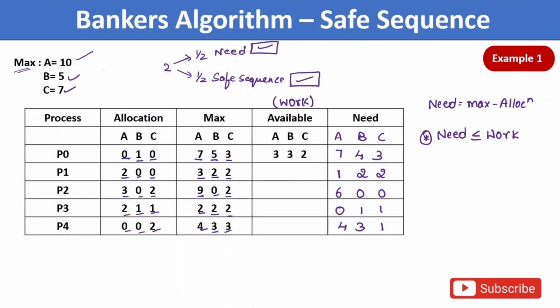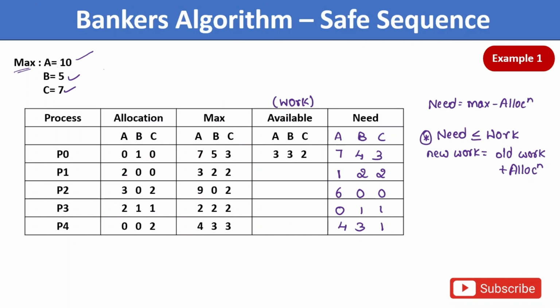After placing the process in the safe sequence, we will be updating the work value. That is, new work value will be equal to old work value plus allocation of the process that you placed in the safe sequence. So let's solve the problem. You will understand very easily. So now let's start from process P0.